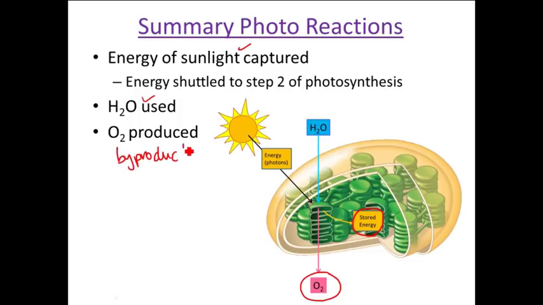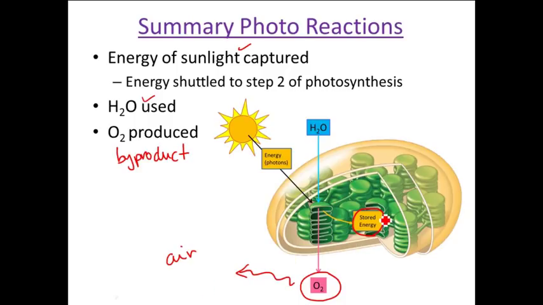Okay. It happens to be a byproduct that's really important for animals, because what happens to this oxygen is it diffuses out into the air, and then we breathe it in. And so all of the oxygen that we breathe, that we need for life, we get from plants doing photosynthesis and releasing this oxygen through their stoma out into the air.